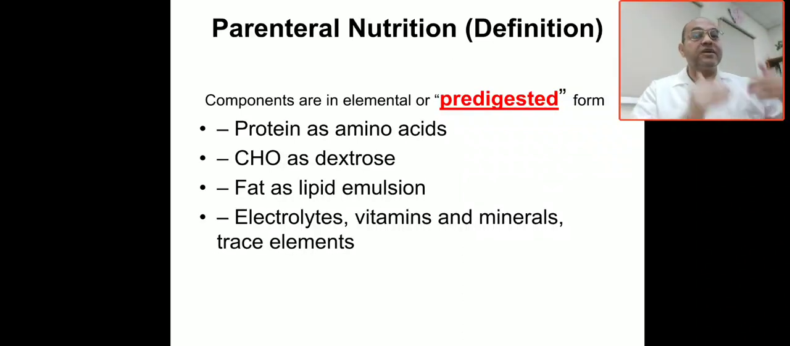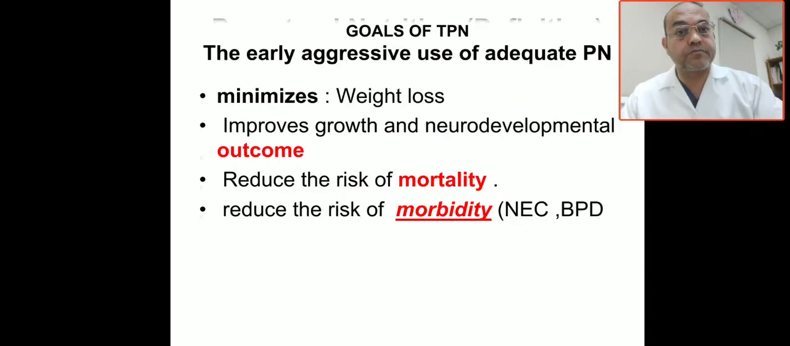But we are not giving protein or carbohydrates as such, we just give the pre-digested form. Protein, I will give in the TPN as amino acids. Carbohydrates, I will give as dextrose. Fat as lipid emulsion, and the micronutrients: electrolytes, vitamins, minerals and trace elements.